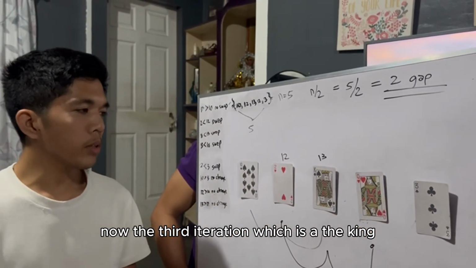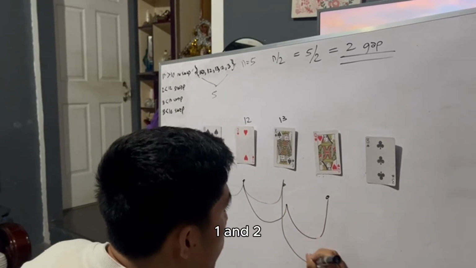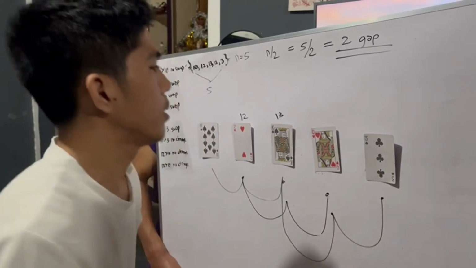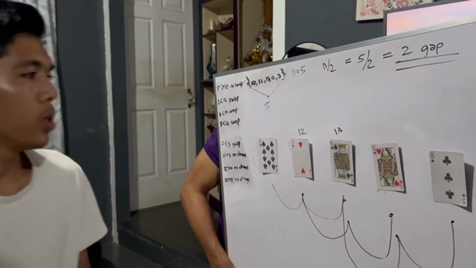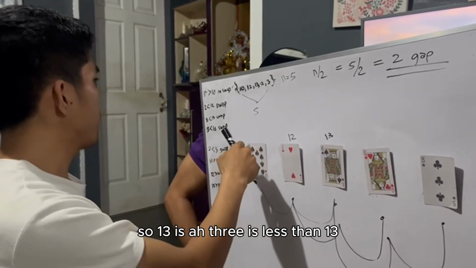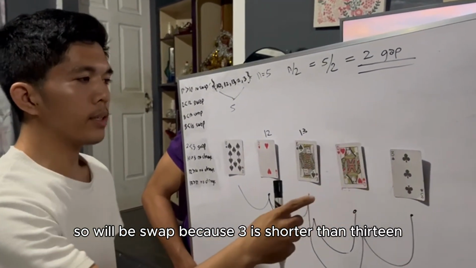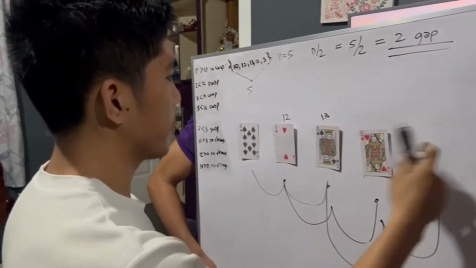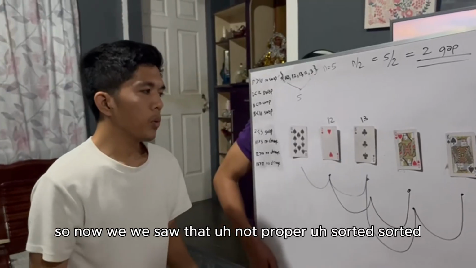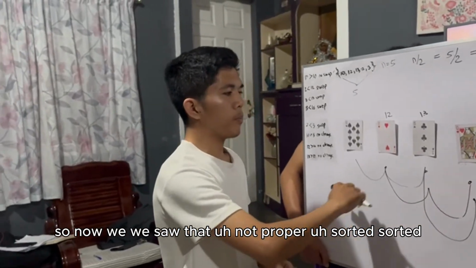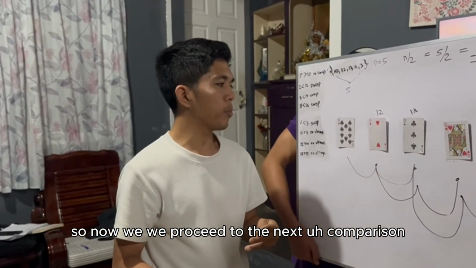Now the third iteration, which is the king. We compare the 13 and 3. 3 is less than 13, so there will be a swap, because 3 is smaller than 13. Now we see that it is not properly sorted, so we proceed to the next comparison.